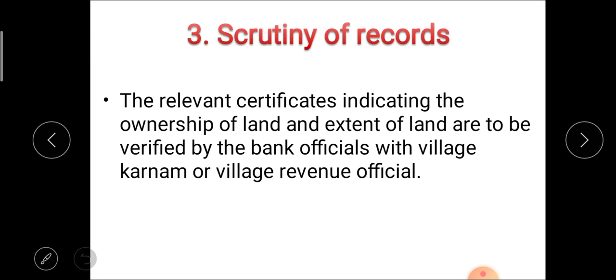Then the third one is scrutiny of record. After submission of the loan application form, the relevant certificates indicating ownership of land and extent of land are to be verified by the bank official with the village karnam or village revenue official. That means whatever documents are submitted, the banking officials verify them against the bank records.